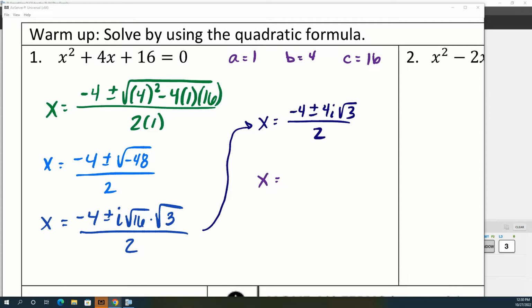All right. And then we still have one more thing to do. We are going to look at all of these numbers that are not under a square root and see if we can reduce them all by something. Can you reduce them all by 2? Yeah, so it's going to be negative 2 plus or minus 2i square root of 3.